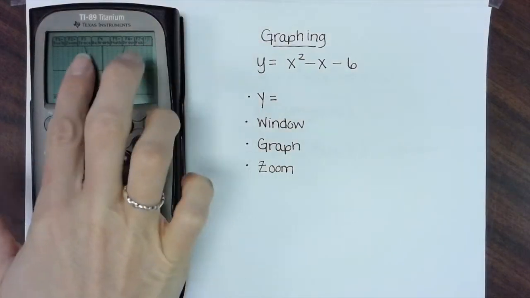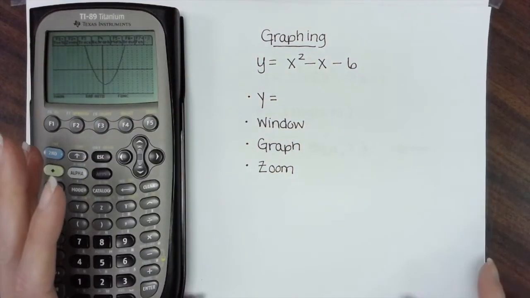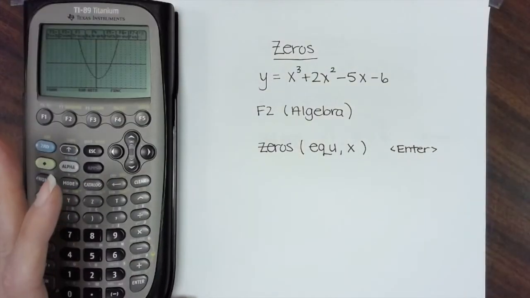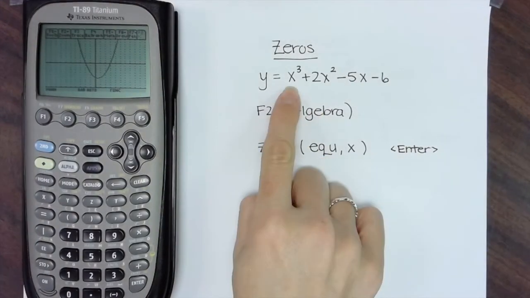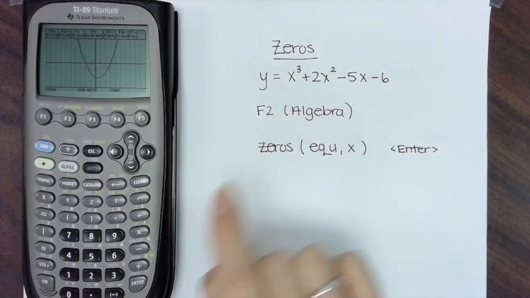And you can get a whole bunch of information from the graph of a function. Now I want to show you how to find the zeros of a function. So I'm going to find the zeros of this function right here, x cubed plus 2x squared minus 5x minus 6. And the way we're going to do that is from the home screen.